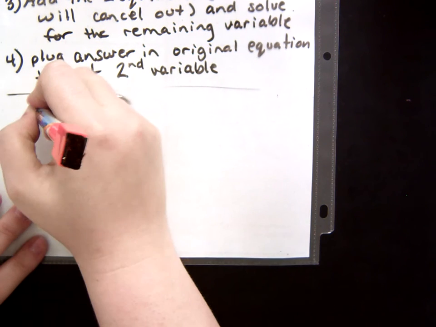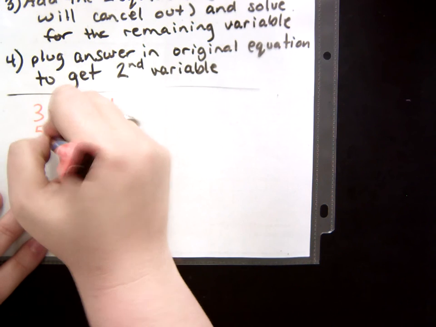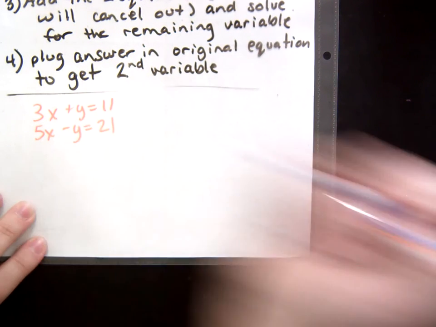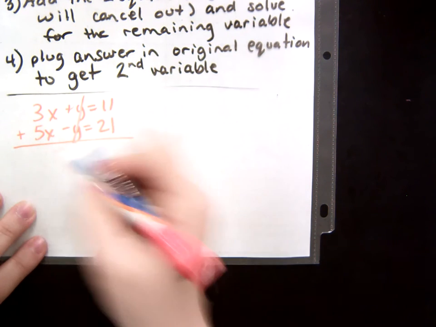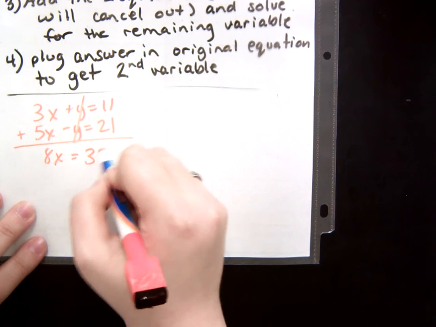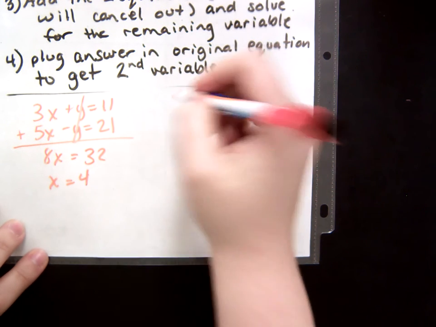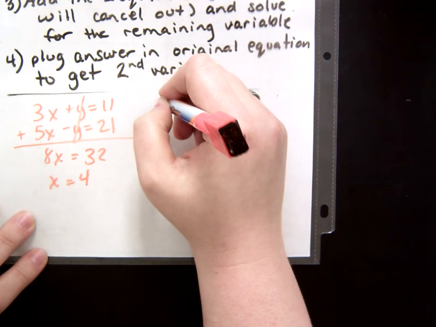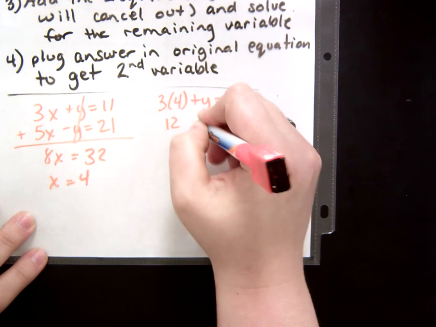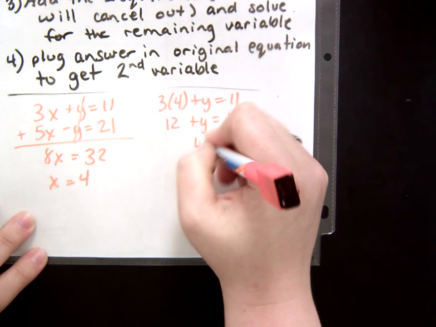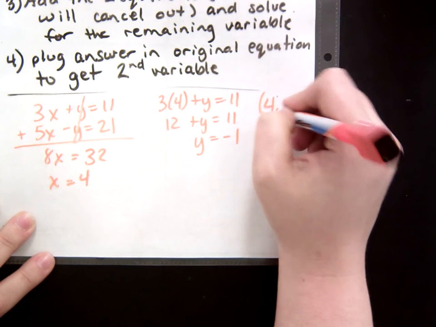Let's take an easy one. 3x plus y equals 11. And 5x minus y equals 21. This one, it's set up to where the y's already cancel. We don't have to do anything special. So I get 8x equals 32, which means x is 4. If I plug into one of the originals, I get 3 times 4 plus y equals 11, which means 12 plus y equals 11. And y, when I subtract 12, means I have negative 1. So 4, negative 1 is my answer.